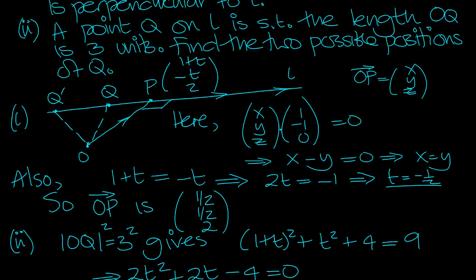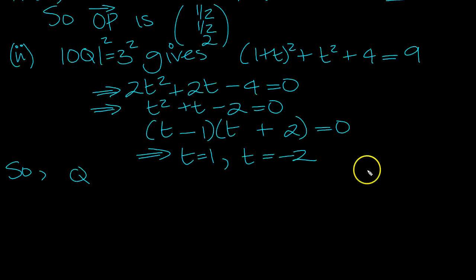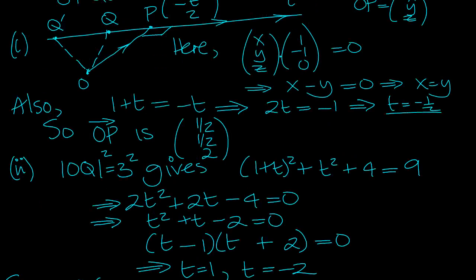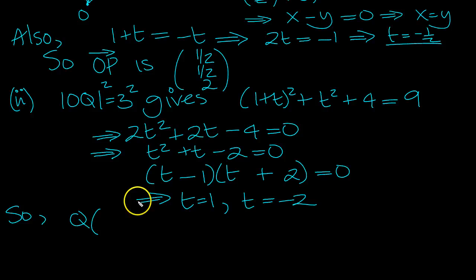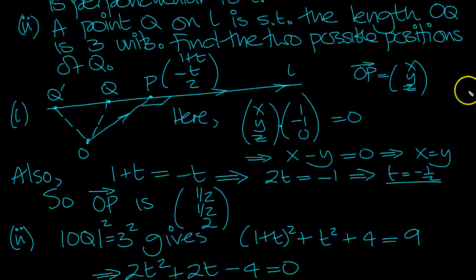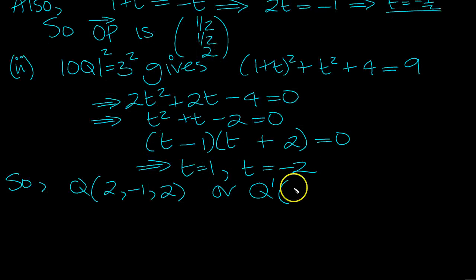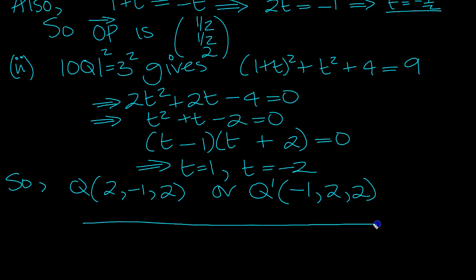Now, did we need to find the coordinates of Q? Find the two possible positions of Q. So the positions as a coordinate. When t is 1, what do we get? We get 2, -1, 2. Or we'll call it Q dashed. Now put -2 in here: -1, 2, 2. And there's our two possible positions of Q.